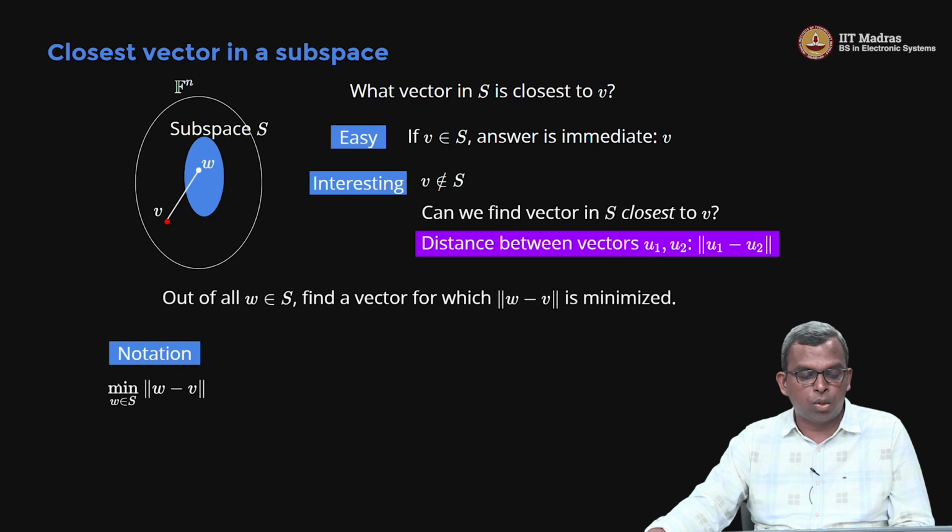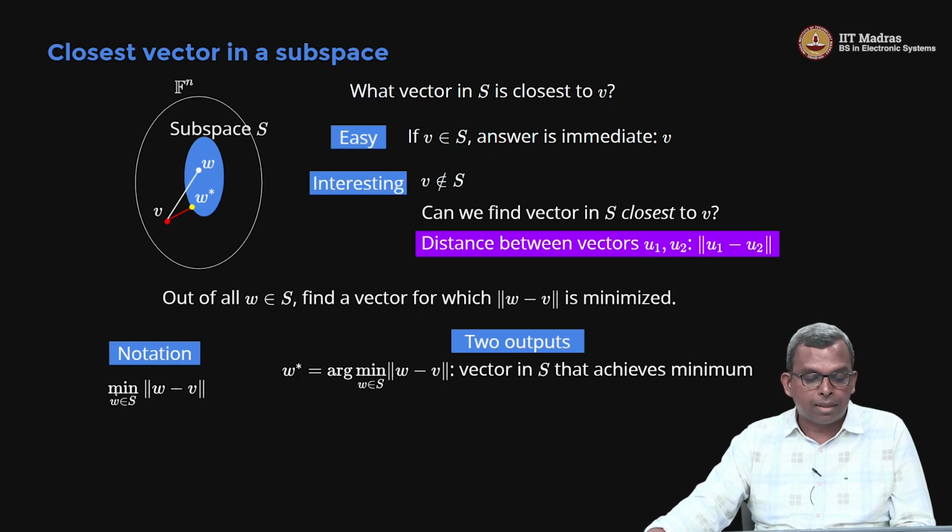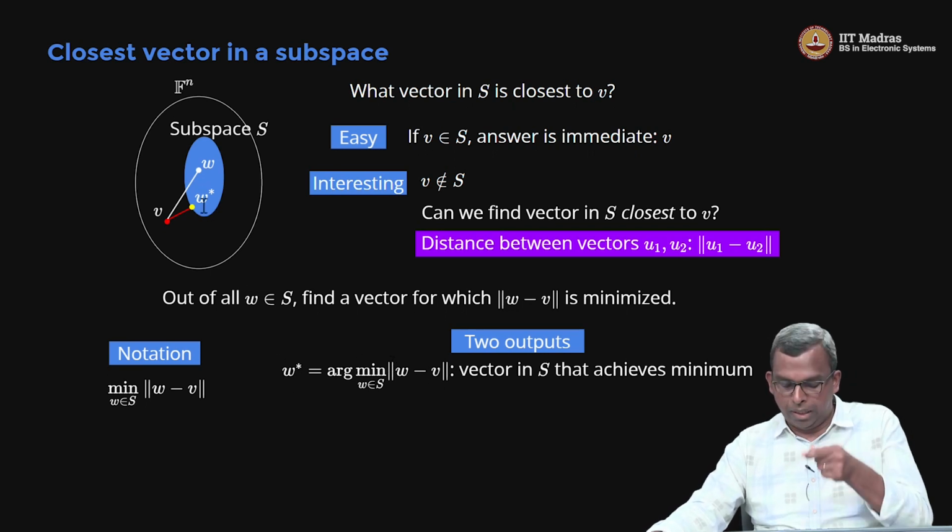Okay, so what is the answer you will get out of this? There will be two outputs, right, for this minimization problem. There are two answers you will get. One answer is what I call W star. Okay, W star is the argument of this minimization, as in that W which achieves the minimum here. So, this W star will actually be in S, isn't it? So, this W star will belong to S. That is an important thing to remember. Okay, it is a vector in S and that achieves this minimum.